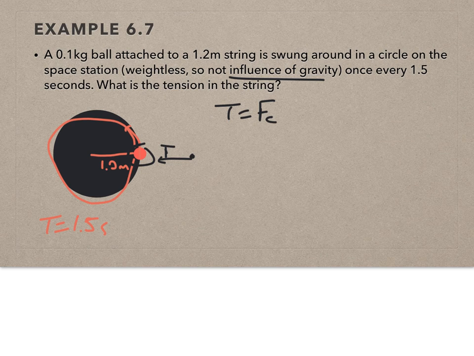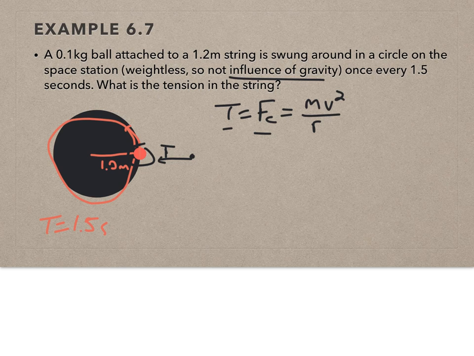So what's my equation for centripetal force? Mass times velocity squared, or speed squared, divided by the radius. So if I find the centripetal force, then I've found the tension. I just use this equation. So let's see, what have I found?